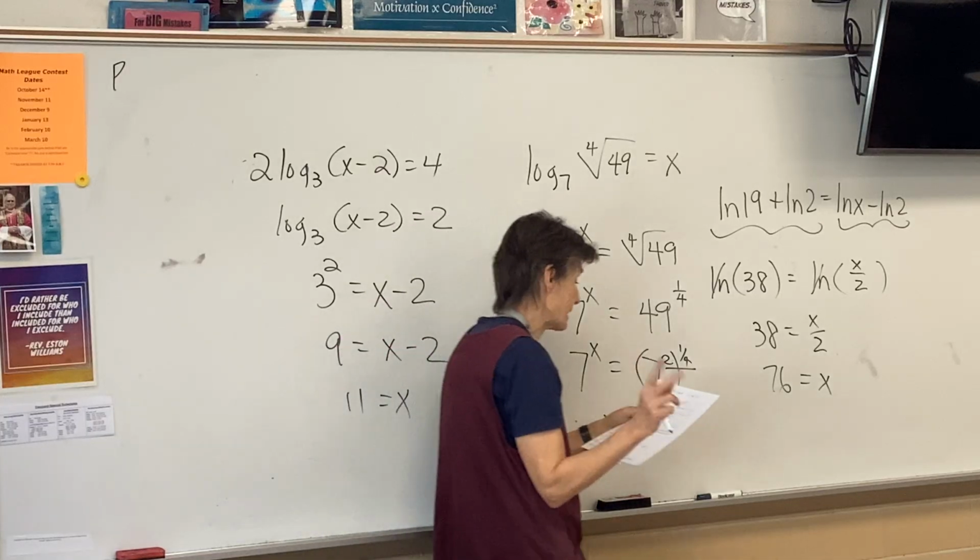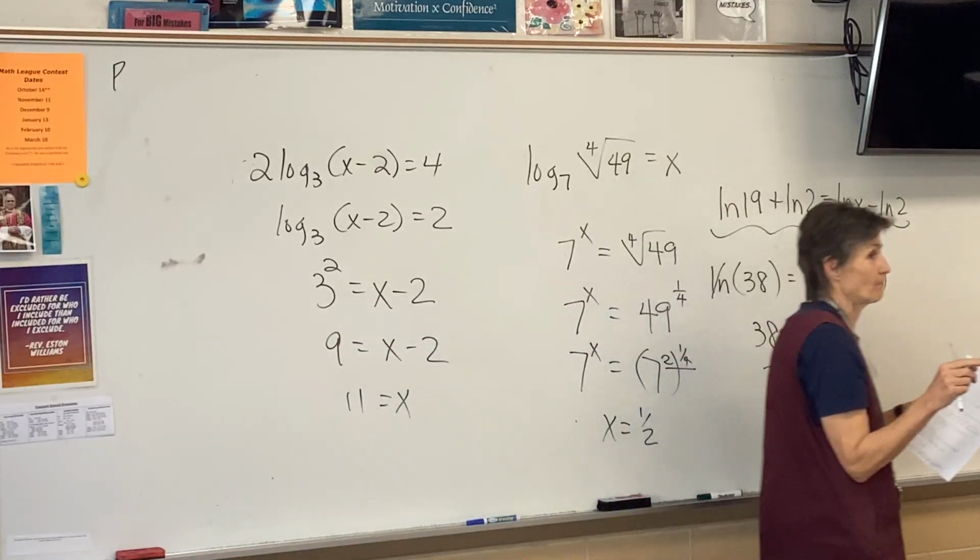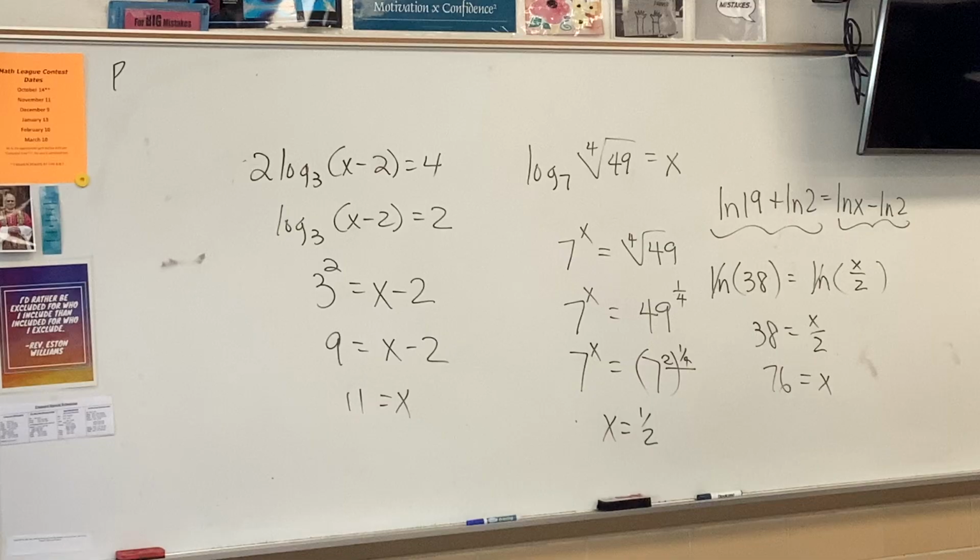E. Again, E should be a no-brainer for you. What is x? 0.7. Because when ln and e are in direct contact, they cancel, right? Don't make it hard. 0.7.